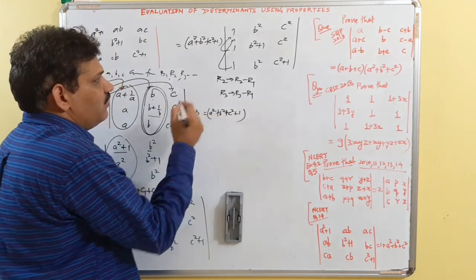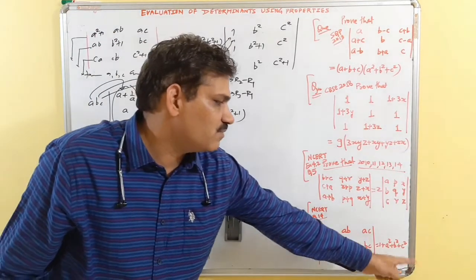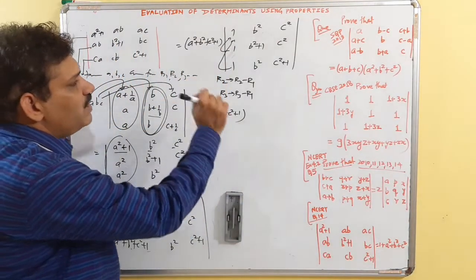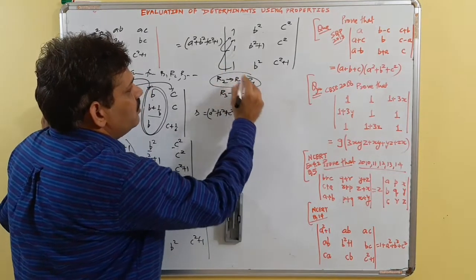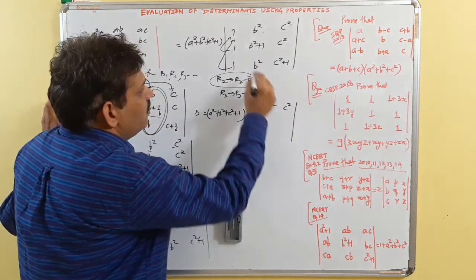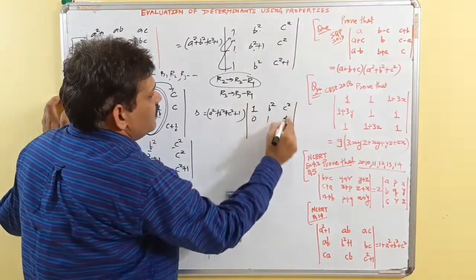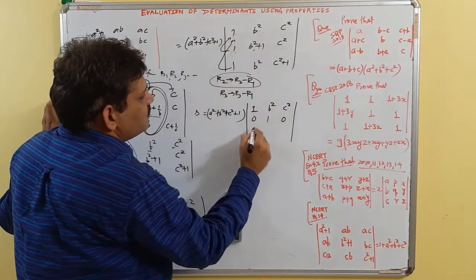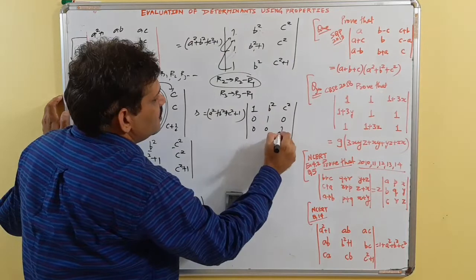Our delta, or left hand side, becomes a square plus b square plus c square plus 1 times this determinant. Now we apply this transformation. There is no change in R1: 1, b square, c square. This minus this is 0, this minus this is 1. C square minus c square is 0. Again 1 minus 1 is 0. B square minus b square is 0. C square plus 1 minus c square is 1.